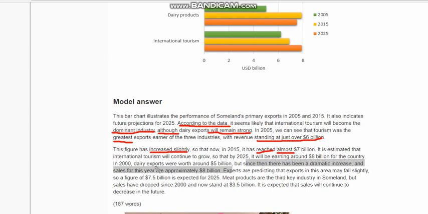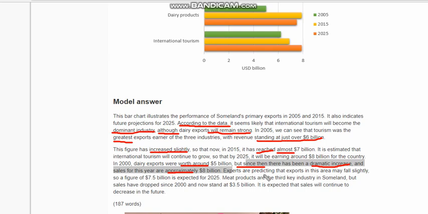In 2000, dairy exports were worth around 5 billion. Dairy exports were worth around. It is possible to use the word around. You can also say nearly, but since then there has been a dramatic increase also, and sales for this year are approximately, you can also say nearly, around. So if you use the same word, it is not very good.